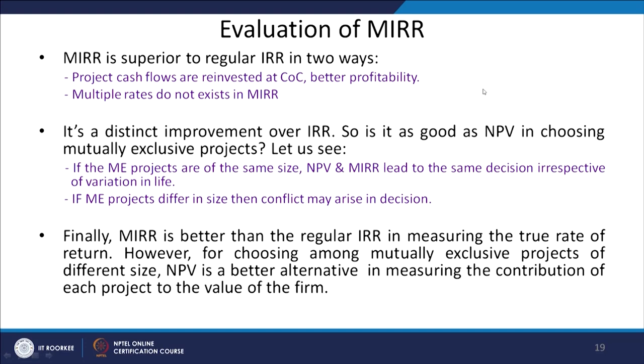If the mutually exclusive projects are of the same size, NPV and MIRR lead to the same decisions irrespective of the variation in life. There can be a variation of life. One is having a life of 4 years, another a life of 5 years, another a life of 6 years. But the size, in terms of the investment we are going to make, is the same. Maybe the life of the projects is different. Both criteria, MIRR and NPV, are going to give us the same result as to which one is better out of the 2, or out of the 3.